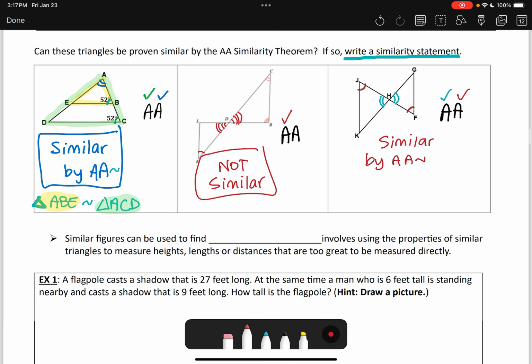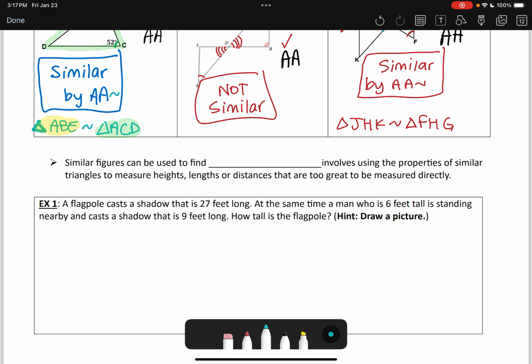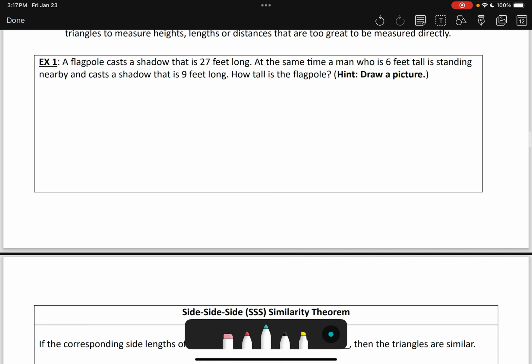Now, what we also want to make sure that we understand is that similar figures can be used to find lengths, involving using the properties of similar triangles to measure heights, lengths, or distances that are too great to be measured directly. For example, if we wanted to look at the height of the school, right? We're not going to go to the school with a ruler and start measuring that way. We can use similarity for that. So if we look at example one, it says a flagpole casts a shadow that is 27 feet long. At the same time, a man who is 6 feet tall is standing nearby and casts a shadow that is 9 feet long. How tall is the flagpole?